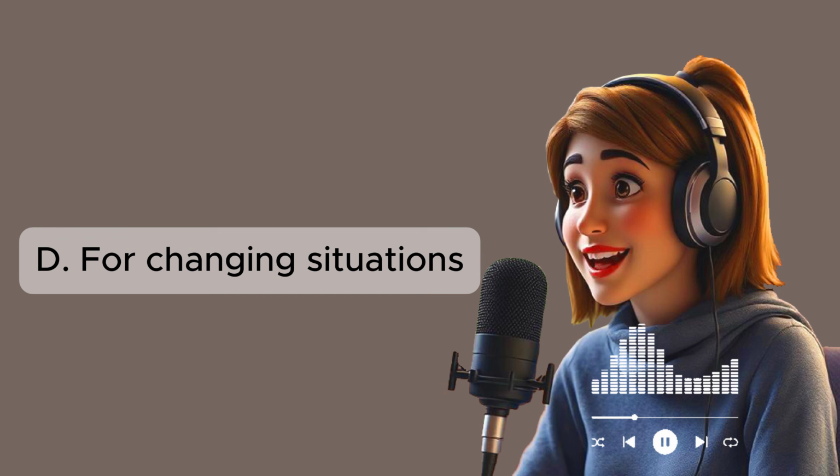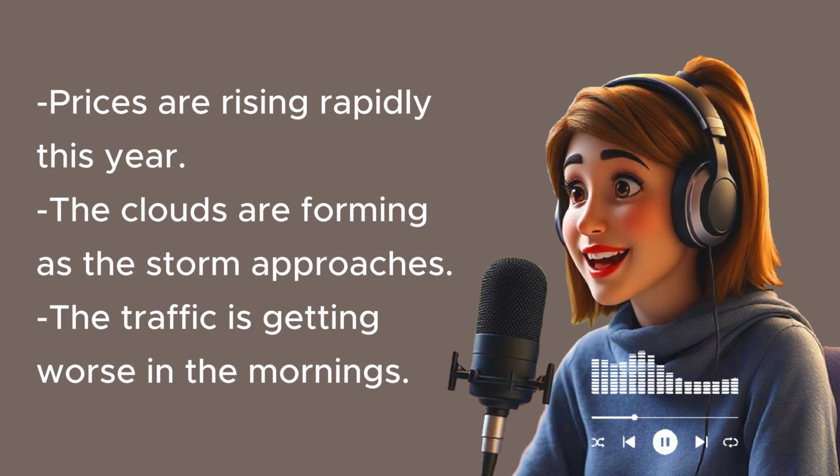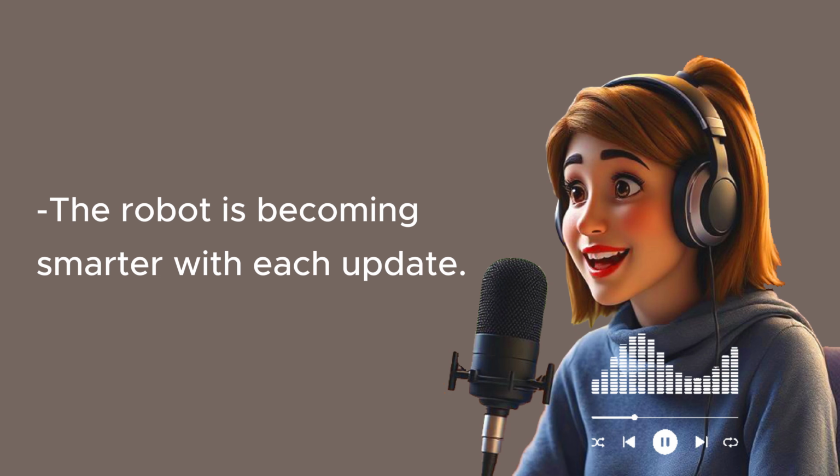For changing situations, the weather is getting warmer now. Sales are increasing every day. The city is getting busier during rush hour. Prices are rising rapidly this year. The clouds are forming as the storm approaches. The traffic is getting worse in the mornings. The robot is becoming smarter with each update.